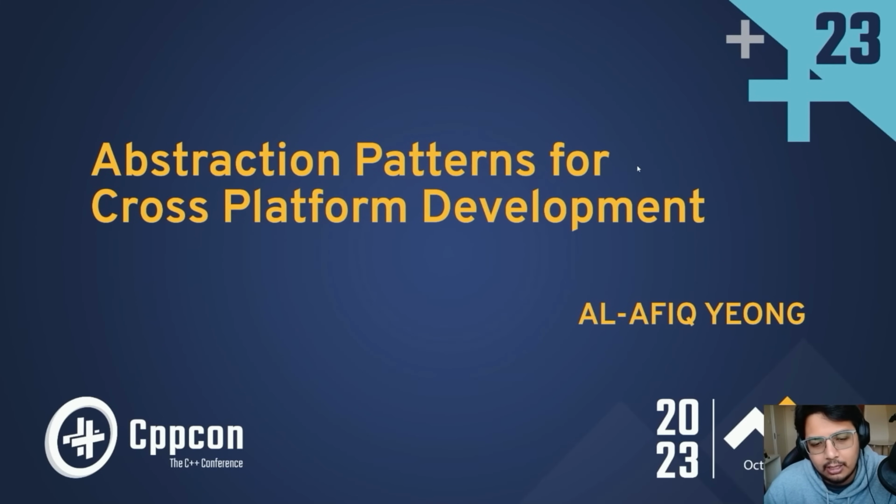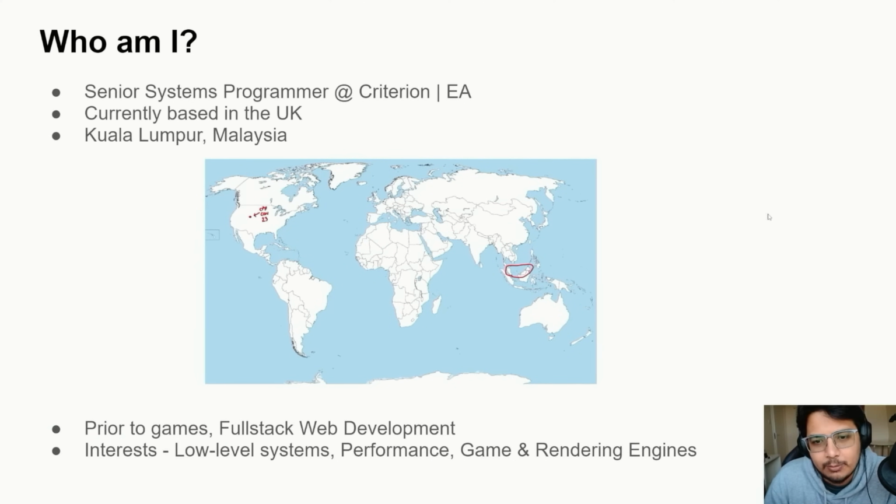Before I go into the juicy bits of the presentation, some of you might be interested in knowing me. So, as I've already mentioned, my name is Al-Afiq Yeong. I am a senior systems programmer at Criterion Games. Criterion is a subsidiary of EA. If you're into gaming, you've probably played some of the games that we've made. We've released titles like Burnout, Need for Speed, Battlefield 2042.